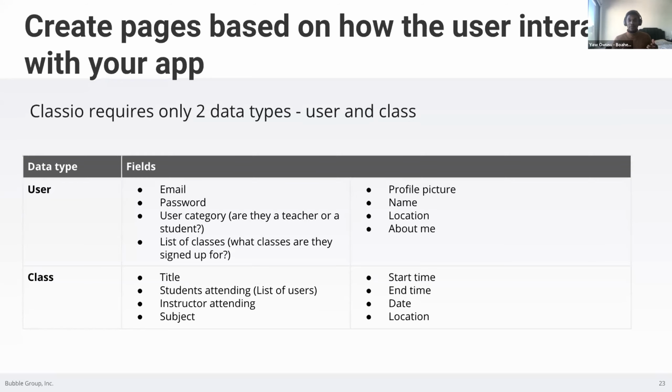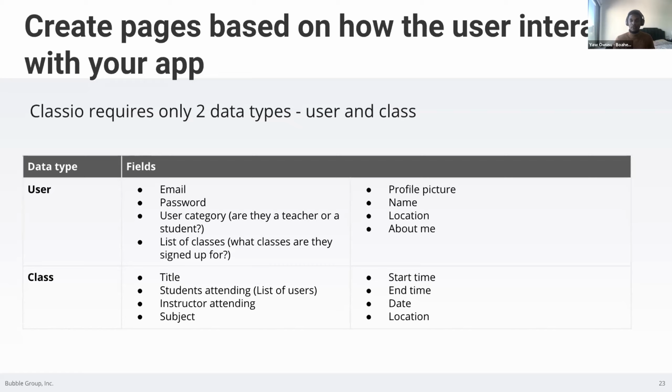And so every Bubble app comes with the user type already built in. So I didn't have to do anything there for the email or password, but I wanted to go in and make sure I add the fields of name, location, and about me. Those are things I wanted to add into there. And secondly, I needed to add another type, which is class, right? Because each of these users is going to either create a class as a teacher or sign up for a class as a student. And so class is the type that I made. And then to describe that type, start time, like when does the class start? When does it end? What day is it? What location is it? What's the subject, et cetera? Those are all fields that describe that data type.